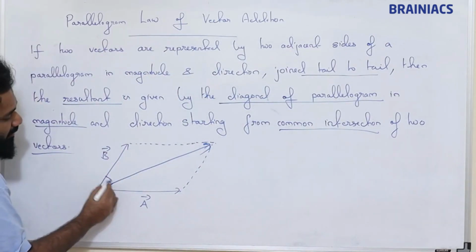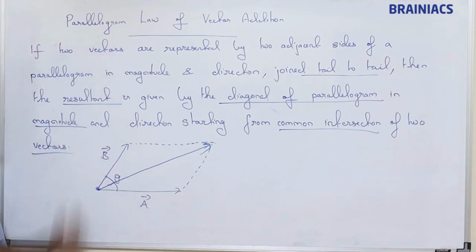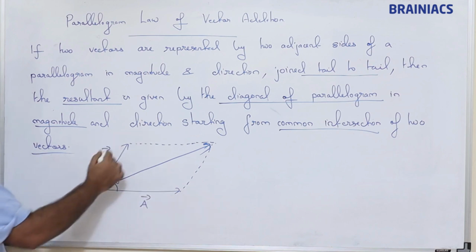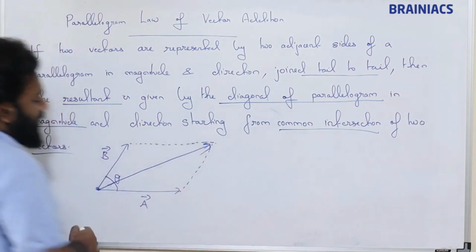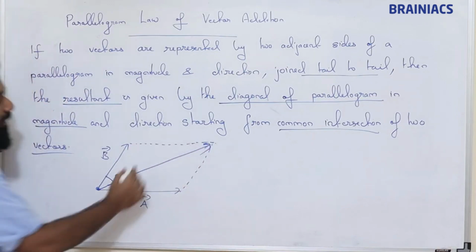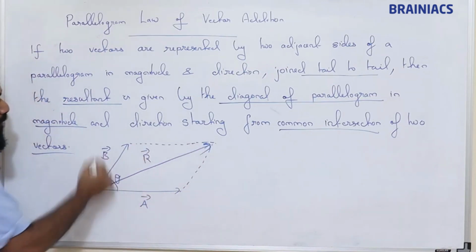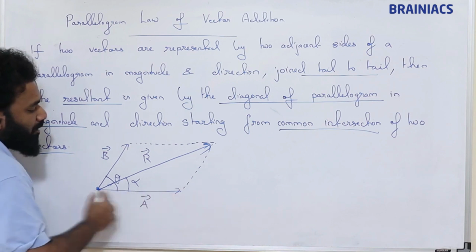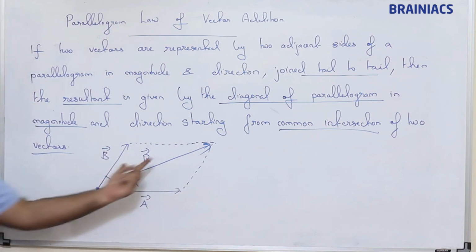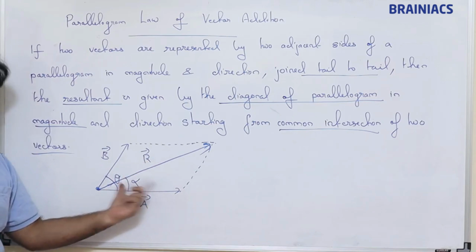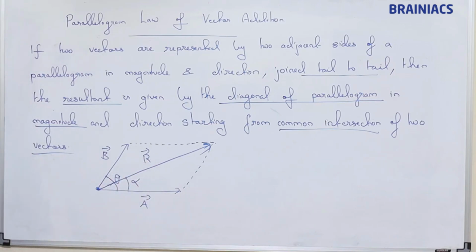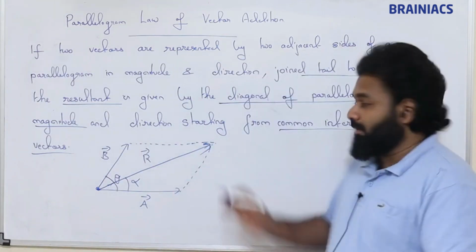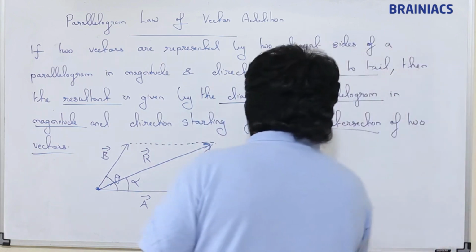So if the angle between two vectors is theta, with vector A and vector B, if we draw like this, then if we extend this into a parallelogram, the diagonal of the parallelogram will be the resultant of the two vectors, and this resultant is at an angle alpha with the horizontal vector. So the direction of the resultant will be mentioned using the angle alpha. This is the parallelogram law of vector addition. Now, how is this similar to the triangle law?